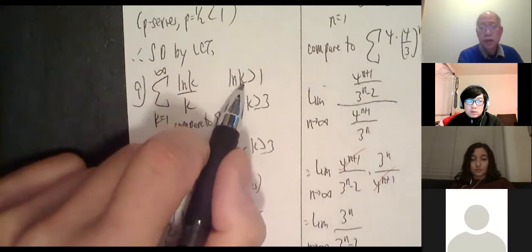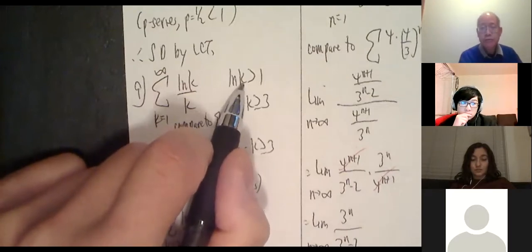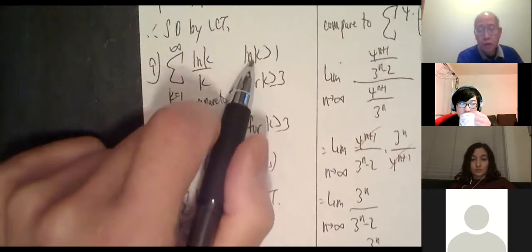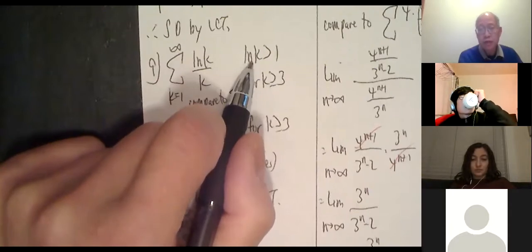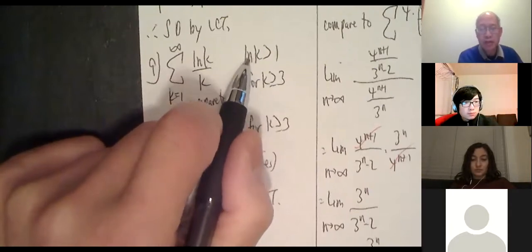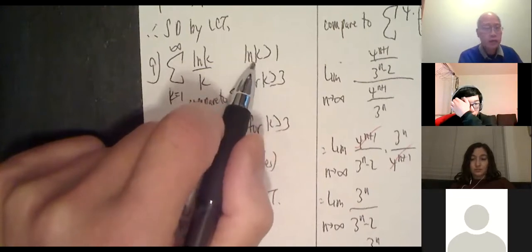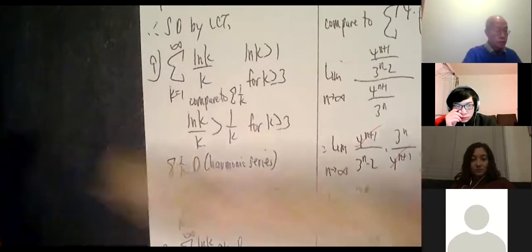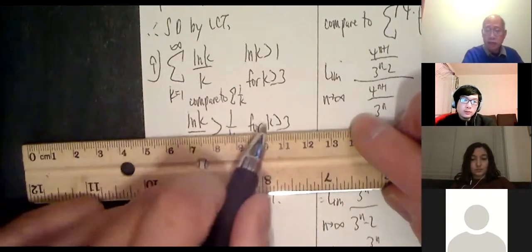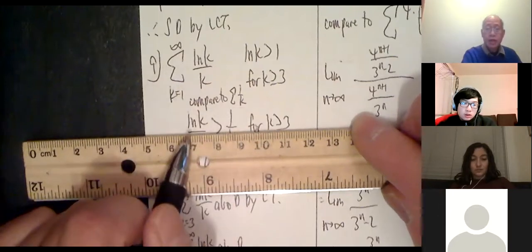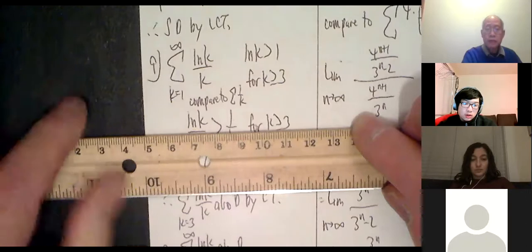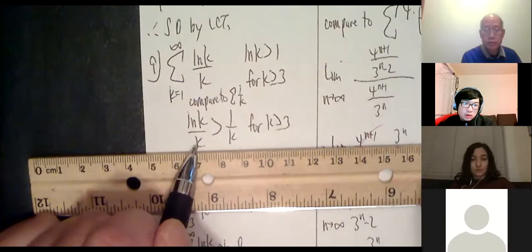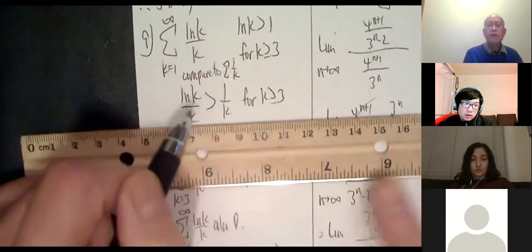So this is the time where I'm going to use CT, comparison test. For k greater than or equal to 3. It's not true for 1, ln 1 is 0. It's not true for 2, ln 2 is like 0.693. But starting with 3, ln 3 is something like 1.09 or whatever, it starts to become bigger than 1. So for k greater than or equal to 3, which is still okay, ln k is greater than 1. Divide both sides by k. k is positive, so that's fine. So I'm going to do the comparison test.